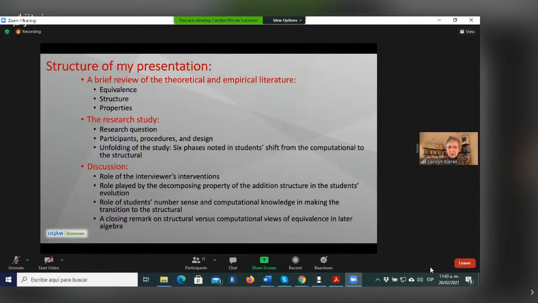The third part of the presentation will focus on discussion: the role of the interviewer's interventions, the role played by the decomposing property of the addition structure in the students' evolution, the role of students' number sense and computational knowledge in making the transition to the structural, and then finally a closing remark on structural versus computational views of equivalence in later algebra.